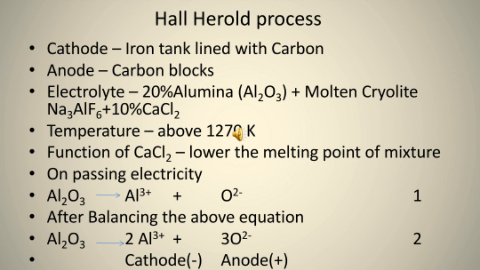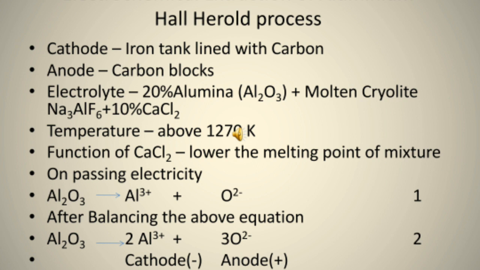Now we are going to see the reaction. First of all, on passing electricity, the alumina, Al2O3, changes into ions. That means aluminum becomes Al3+ and oxygen becomes O2-. In the second equation, first see the reactant side. How many aluminum atoms are there? 2 aluminum. For that purpose we write 2 in front of Al3+. In the same way, on the reactant side, how many oxygen are there? 3 oxygen, so you write 3 before O2-.